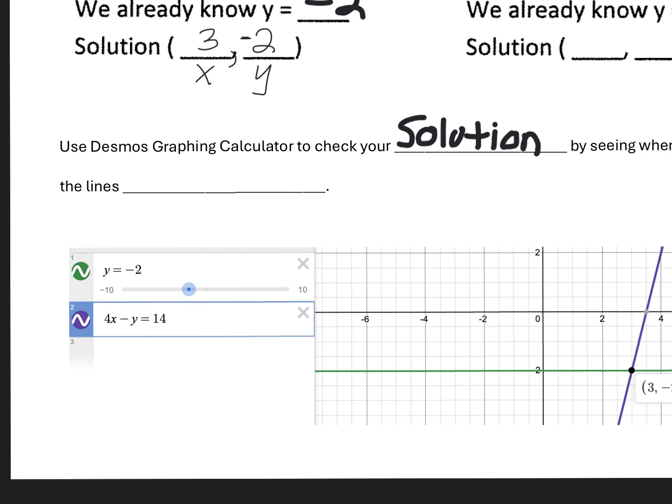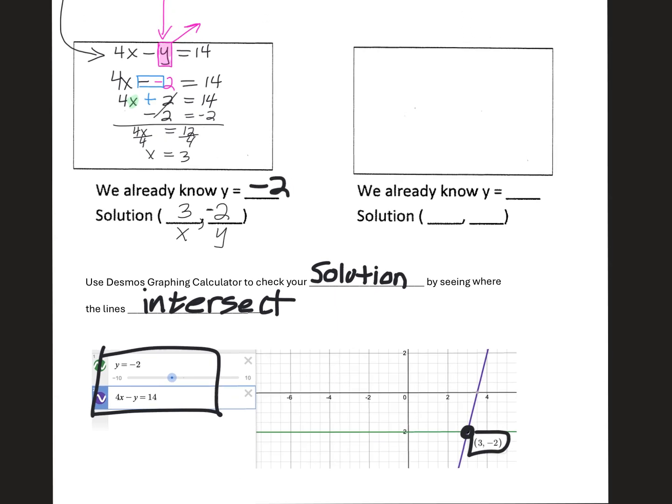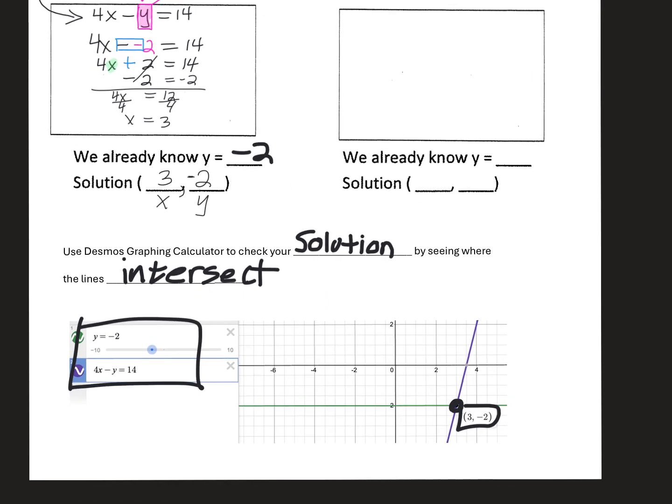So I can actually use that calculator to check my solution by seeing where the lines intersect. Look, guys, I typed those two equations, the same two equations from the problem, in the Desmos calculator, and it showed me where they intersected. You still have to know, for a lot of reasons that'll be clear later, how to do it without the graphing calculator.